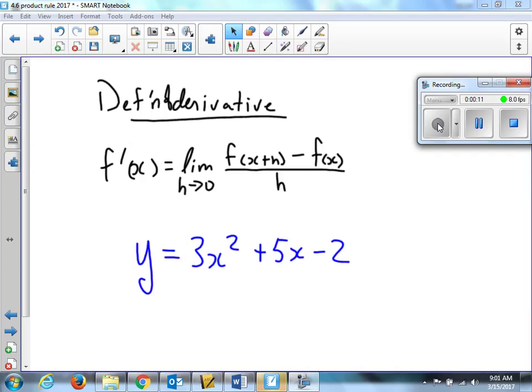We're just doing a quick review before we do the product rule. We talked about the definition of the derivative. The description of the derivative is that it's just a formula that gives you the slope of a tangent line to the original function at any point on that function.